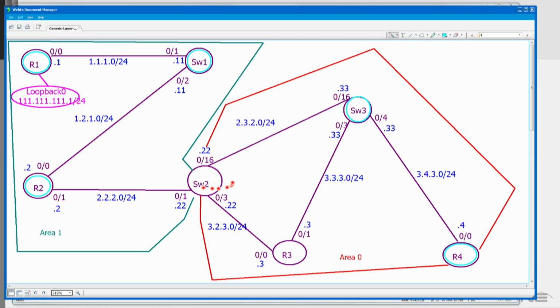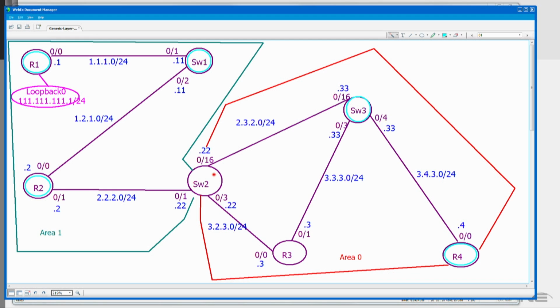Now let's go ahead and configure switch 2 for OSPF. And if you haven't already taken a screenshot of this, I would recommend that you do so you can follow along. So in switch 2, what I'm going to do is I'm going to have 3 network statements. I'm going to configure OSPF, and I'm going to put the 222 network into area 1. I'm going to put the 232 network into area 0. And I'm going to put the 323 network also into area 0.